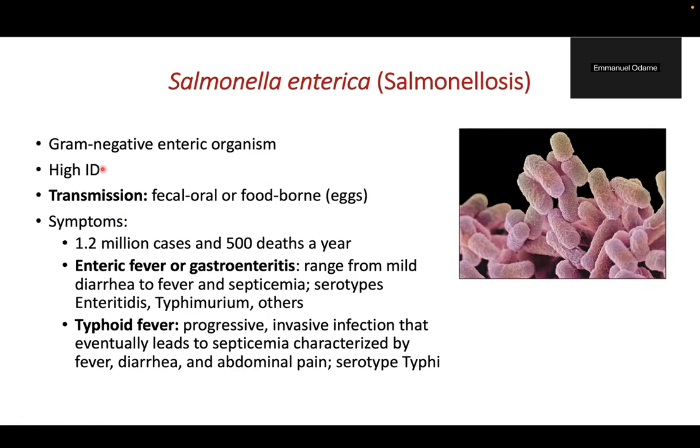This is a gram-negative enteric organism which has a low infectious dose. Basically, you just need a few of them to cause an infection. Transmission is through the fecal-oral route or foodborne. There are about 1.2 million cases and 500 deaths per year if it's left untreated. We have enteric fever or gastroenteritis, which ranges from mild diarrhea to fever, and in some serotypes, you have enteritis, and the list goes on and on.